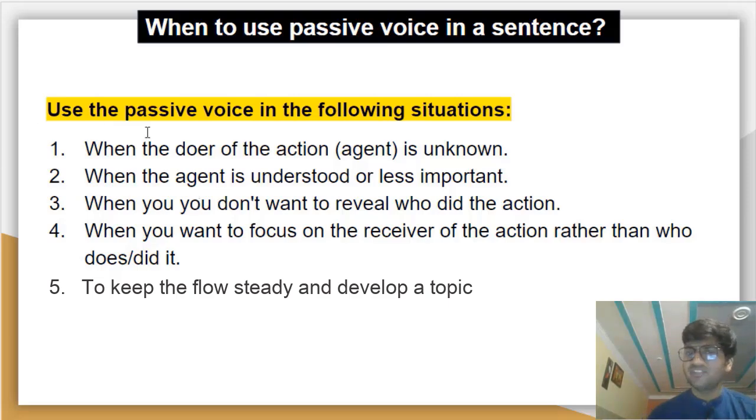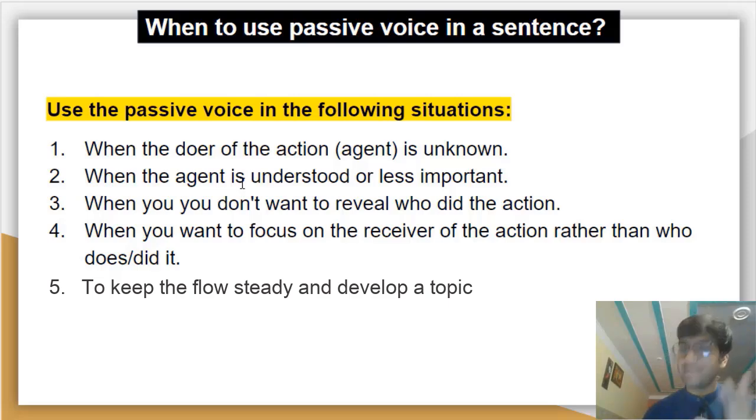All right. Number one, when the doer of an action is unknown. When you do not know who did the action, the agent, the doer of the action is unknown. Number two, when the agent is understood or less important. When the agent is so obvious that everybody knows it, it's understood, you don't have to talk about it. You don't have to write the sentence in active voice.